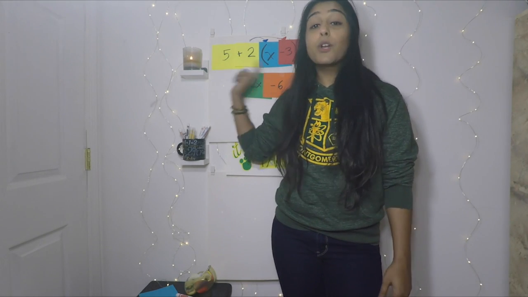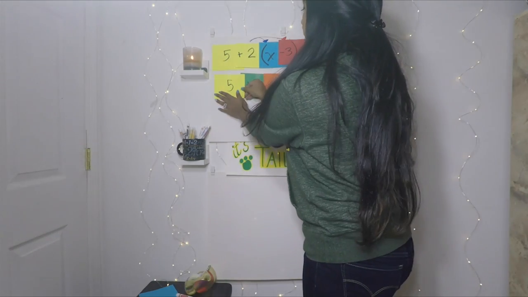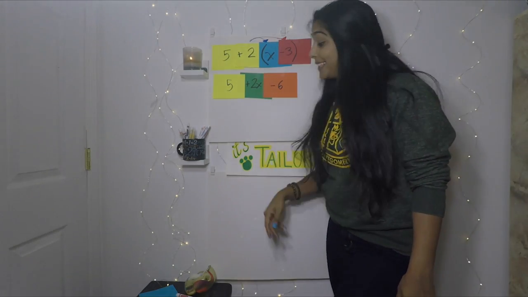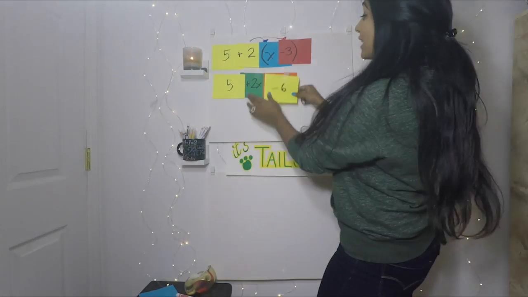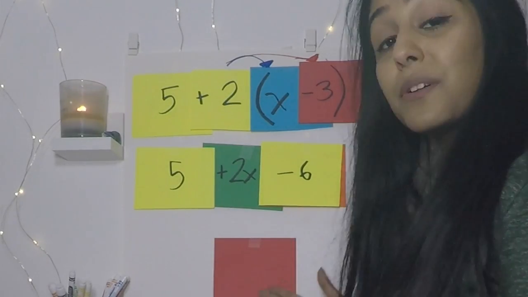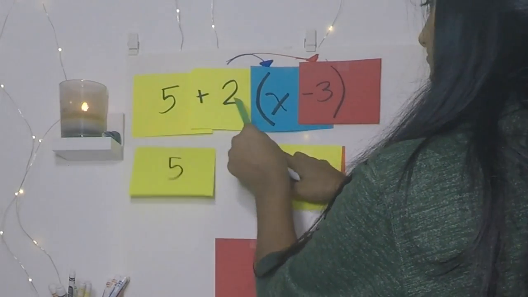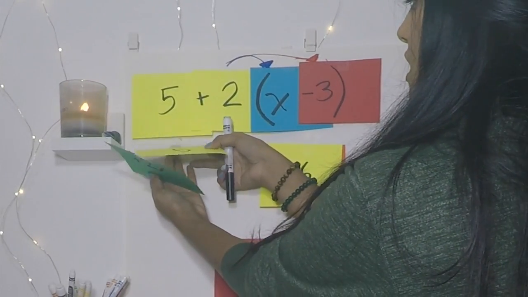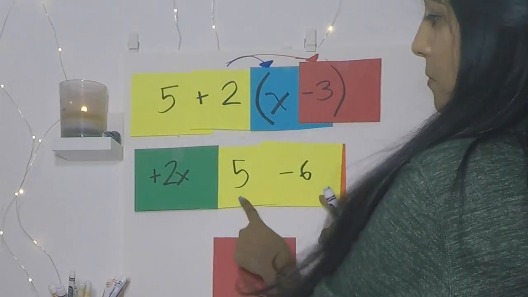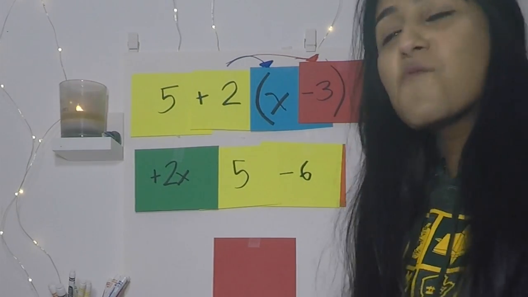Oh, I forgot to bring my 5 down. Absolutely do that. Bring him down, because what do you notice now? Are we done? No, we can combine. We can combine these and simplify them further. So if I were to rearrange these, I can now combine 5 minus 6. What is 5 minus 6? Negative 1, you're right.